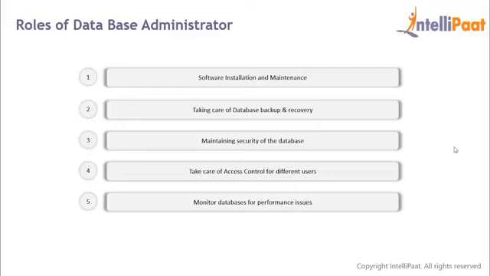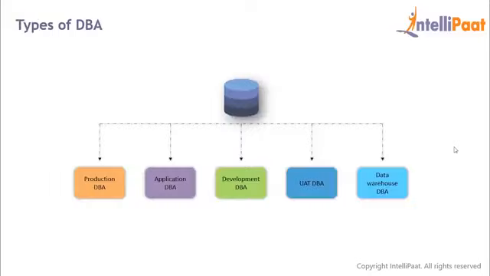The DBA also has to take care of access control. That is, he has to verify which users can be granted access to the system and which users should be denied. Then a DBA also has to monitor databases for performance issues. If some part of the system is slowing down the processing, the DBA may need to make configuration changes to the software or add additional hardware capacity. Now that we know the roles of a DBA, let's look at the types of DBA.